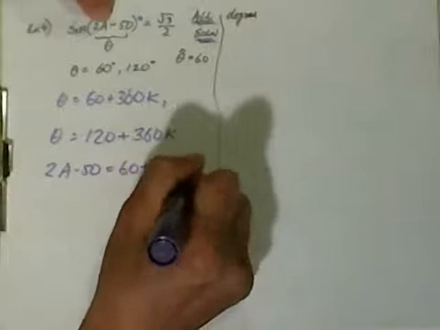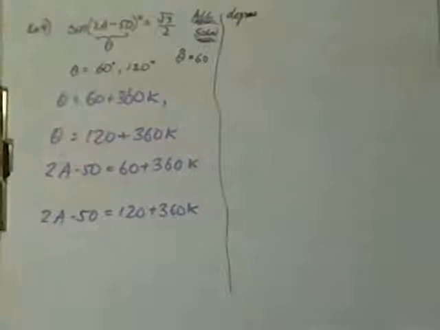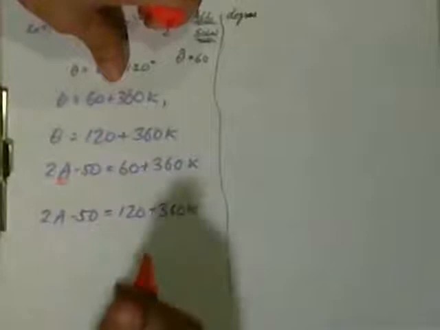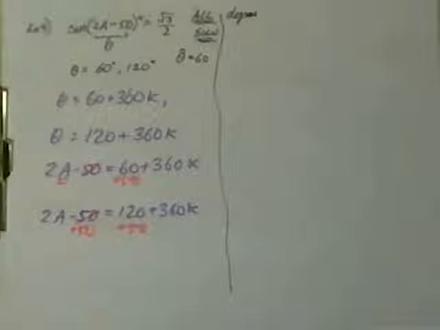2a minus 50 is equal to 120 plus 360k. To solve for a right over here, I'm going to use pink, nice and neat. I'm going to add 50 to this side. That gets rid of that. Add 50 to this side. That gets rid of that. And then I'm going to divide it by 2.